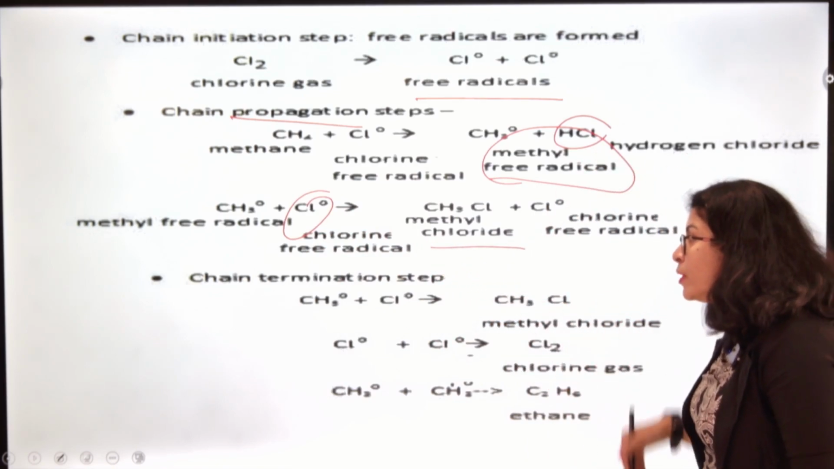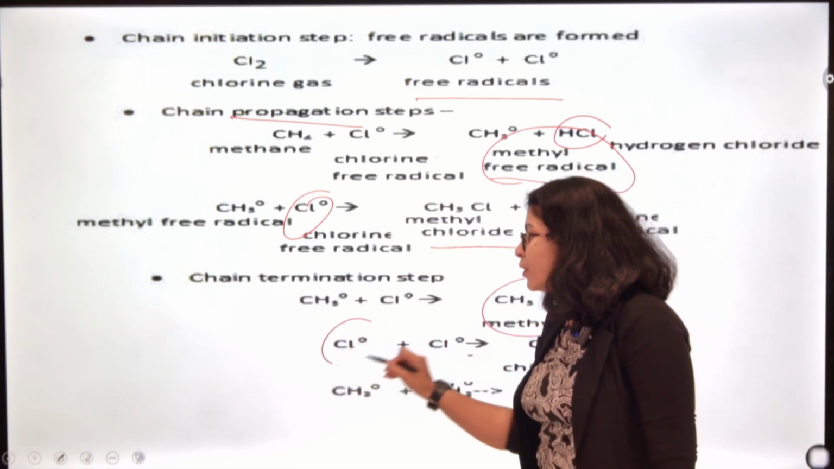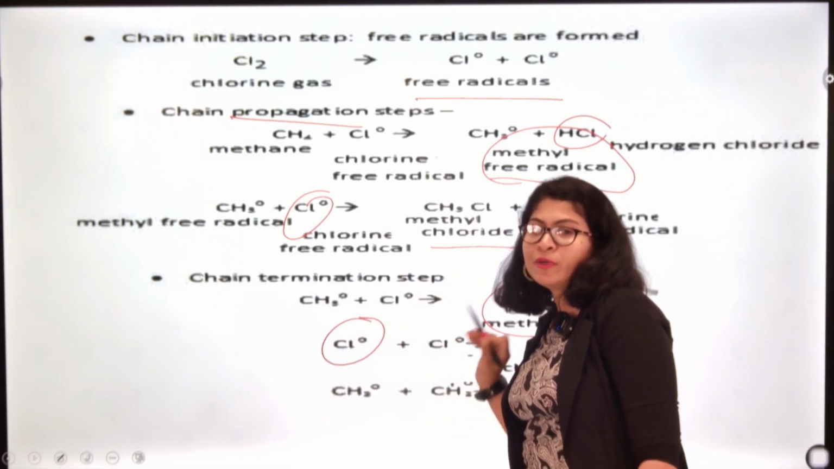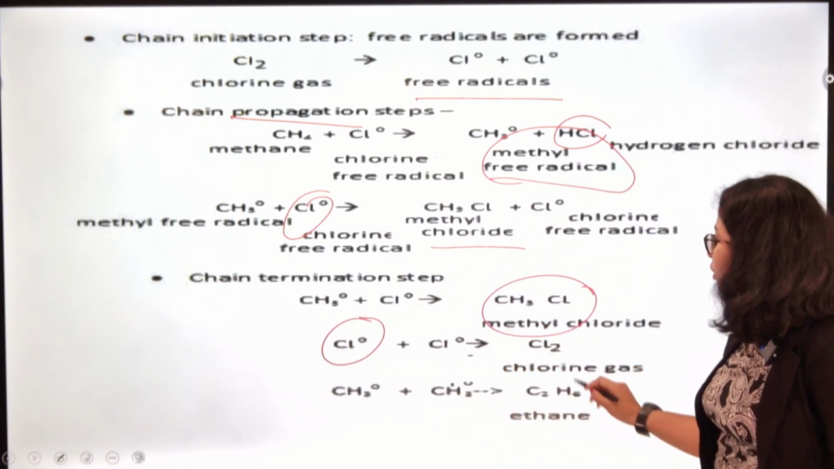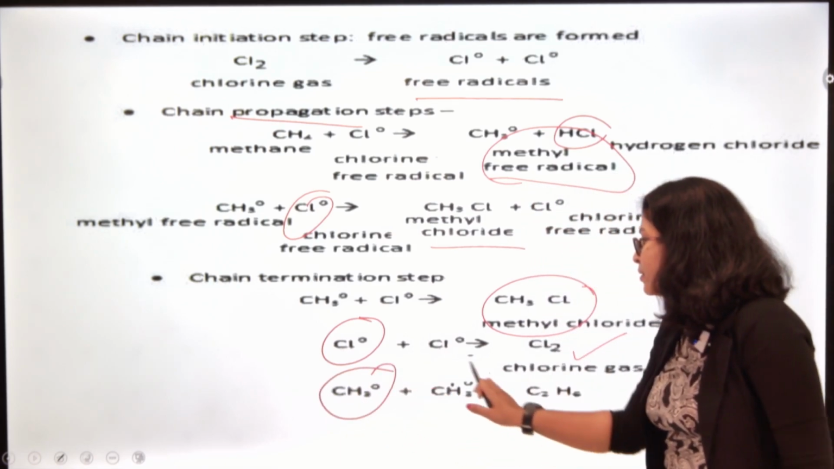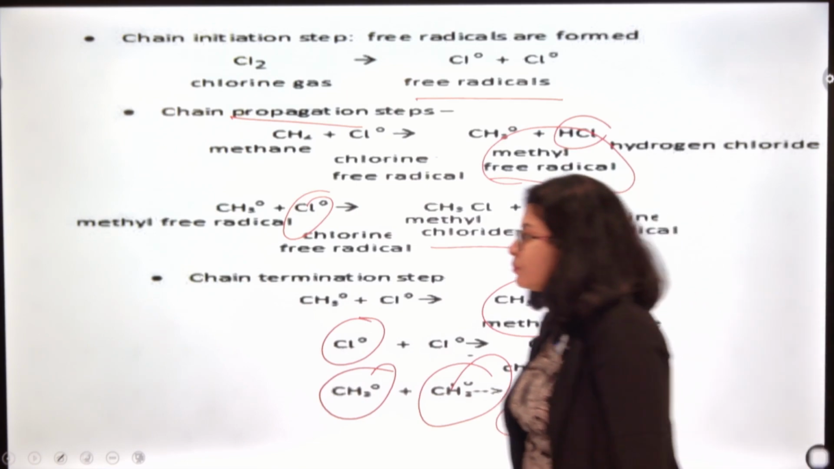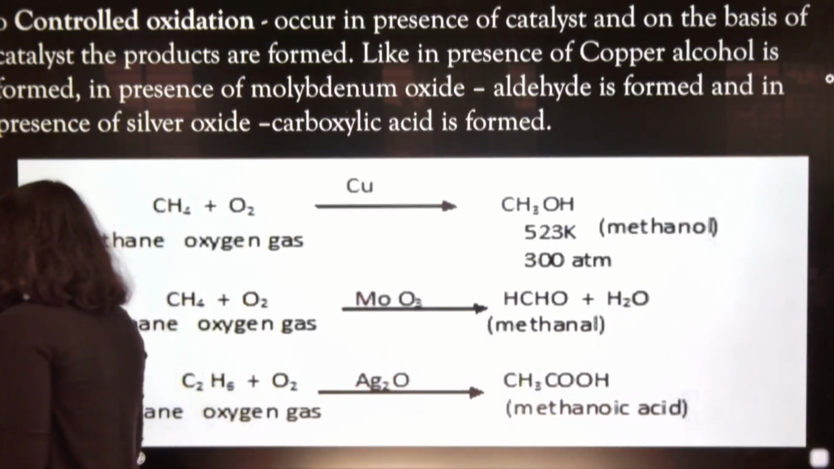In the chain termination step, what happens? Methyl chloride is formed. Now another chlorine free radical is generated. Two chlorine free radicals combine with each other to give you the chlorine gas, and two methyl free radicals combine with each other to give you ethane. Okay. This is basically the mechanism of the reaction.